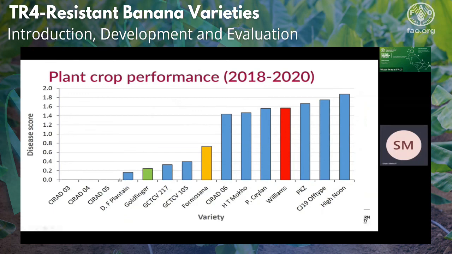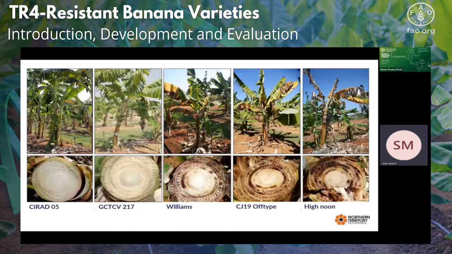And we can see some of the CRAD lines straight away, in the plant crop at least, had no disease symptoms observed. And our Goldfinger, which is our resistant control, had some initial signs of symptoms we saw early on. And with the Cavendish, the 217 and the 105 still had pretty low disease infection compared to Formosana. And unfortunately, the rest of them were pretty close to what you see in the very susceptible reference variety.